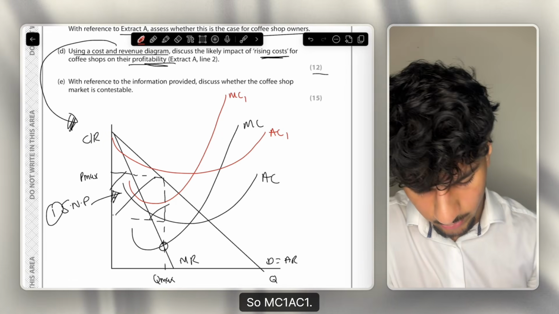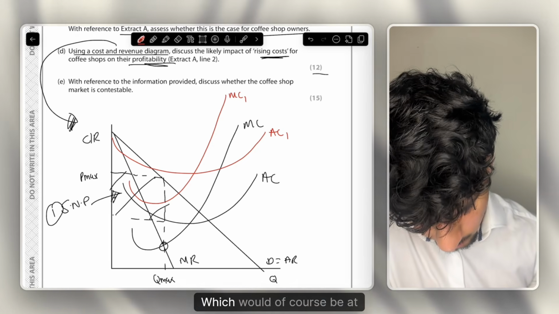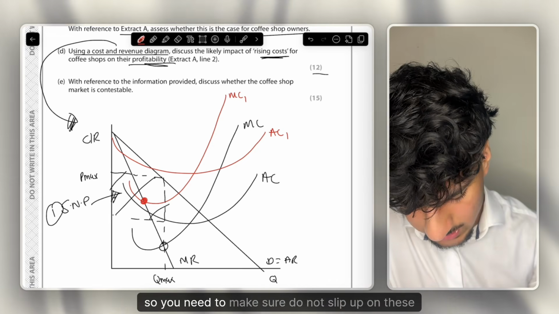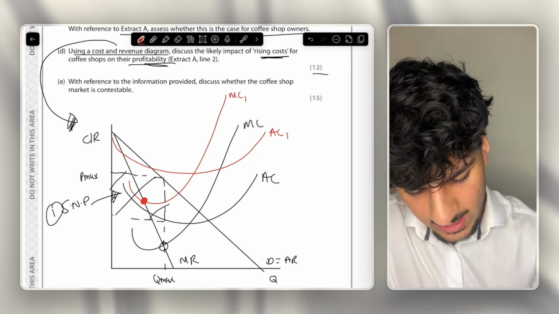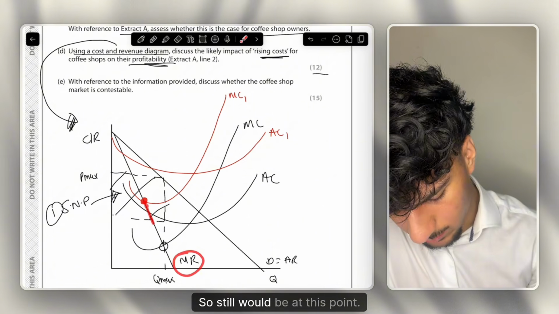So MC1, AC1. So now where does the firm's profit maximize? Where MC equals MR, which would of course be at this point here. So you need to make sure you do not slip up on these small things. MC1 is here, but MR is still here, so it would still be at this point.